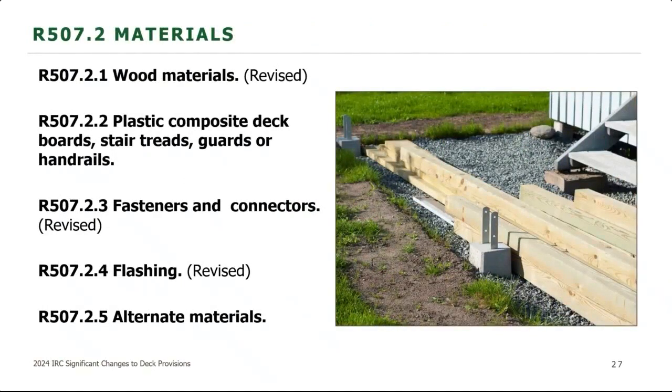Section R507.2 is all about the materials. If you have any questions about materials in R507, this is where you would go to find those answers. This section covers wood, plastic composites, fasteners, flashing, and then alternate materials.